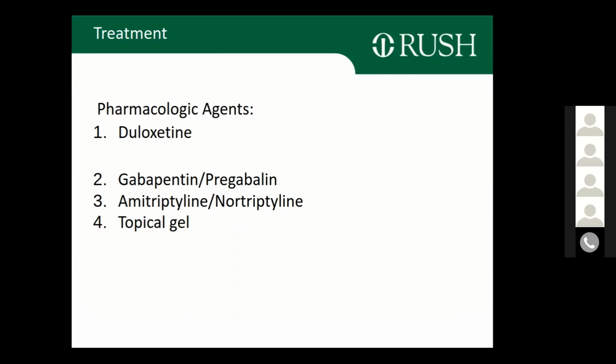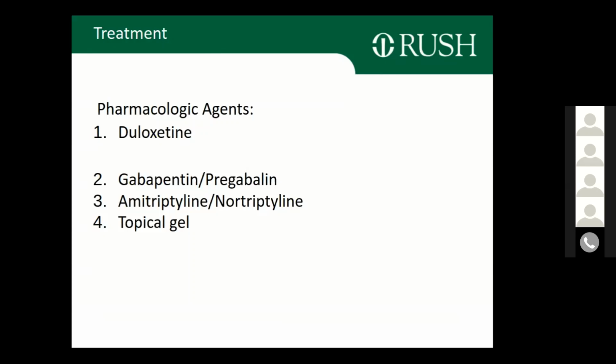So duloxetine is the only medication so far that's been proven to help with the painful neuropathy, and maybe even with the sensation of numbness, which I feel is actually more difficult to treat. It should be the first-line agent offered to treat the symptoms of the neuropathy.